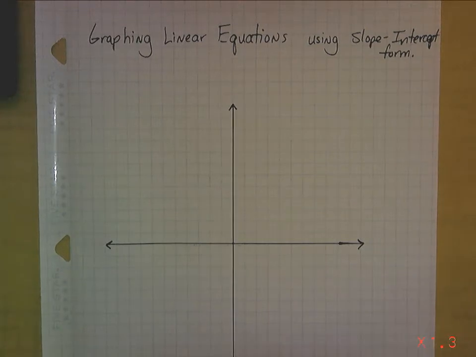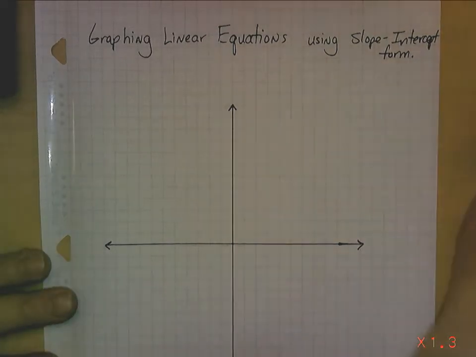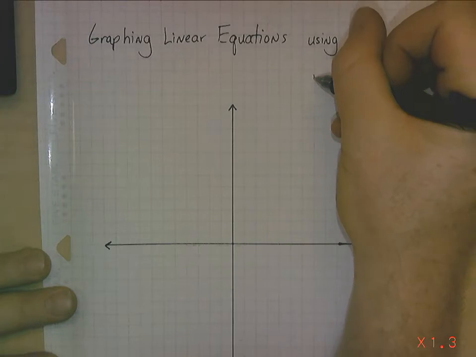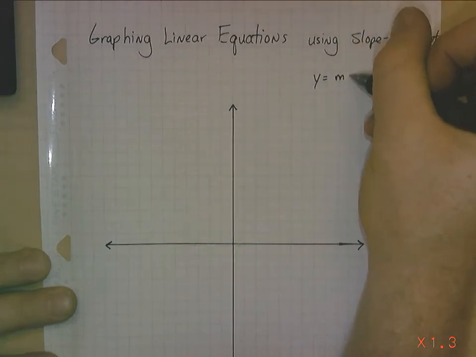Okay, this tutorial is an 8th grade standard here in Florida. This is graphing linear equations using slope-intercept form. Sorry for that, I kind of messed it up, trying to squeeze it in there. So slope-intercept form is commonly described as y equals mx plus b.